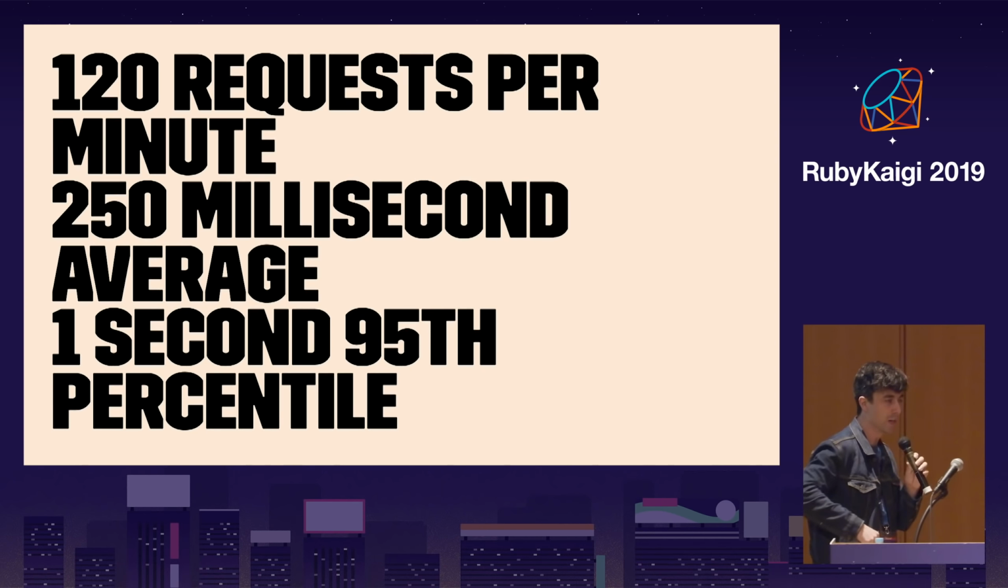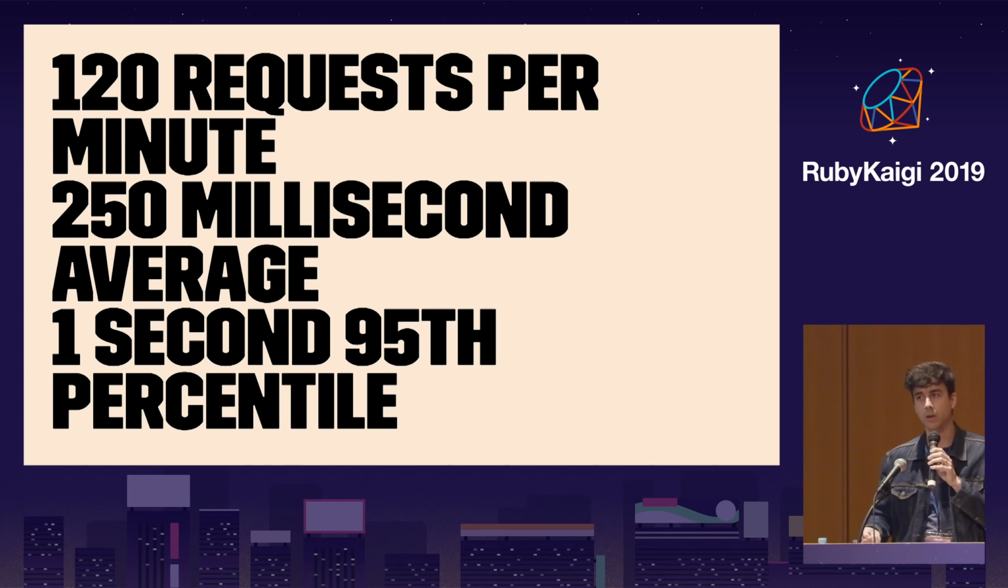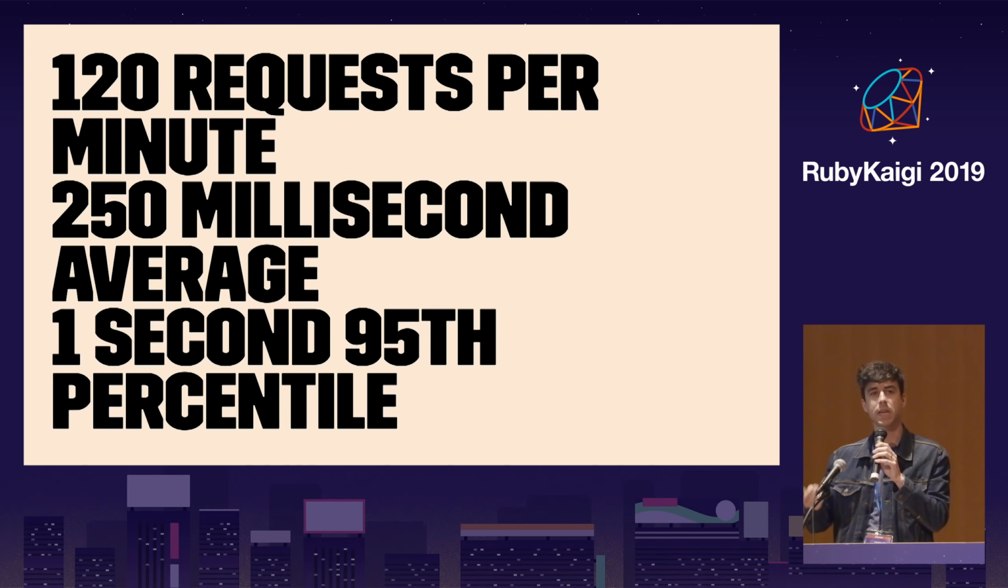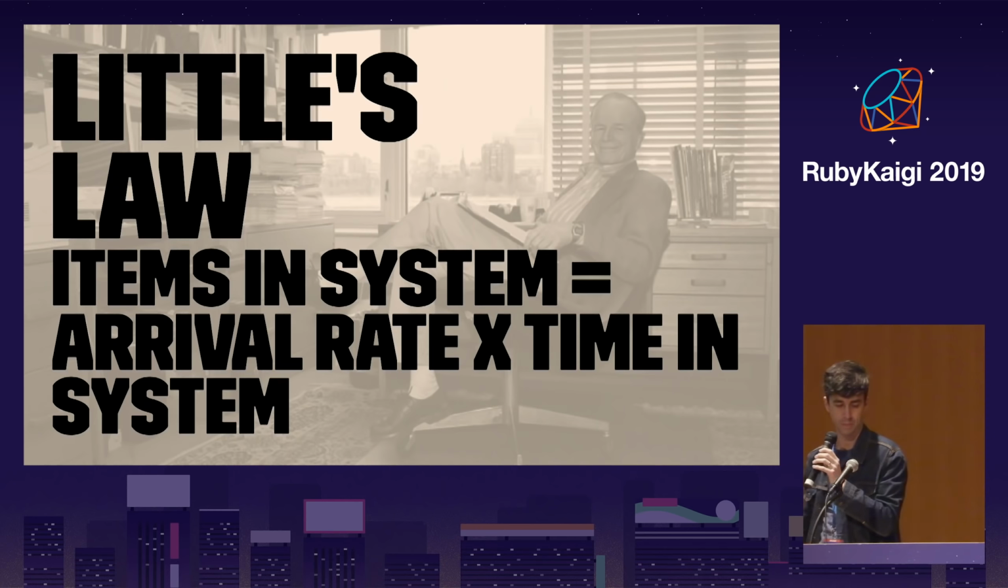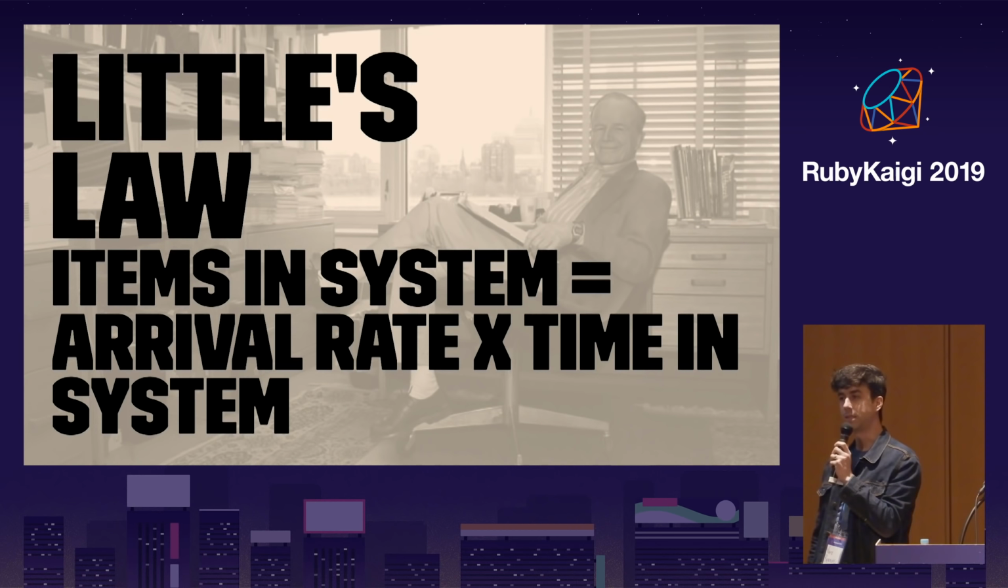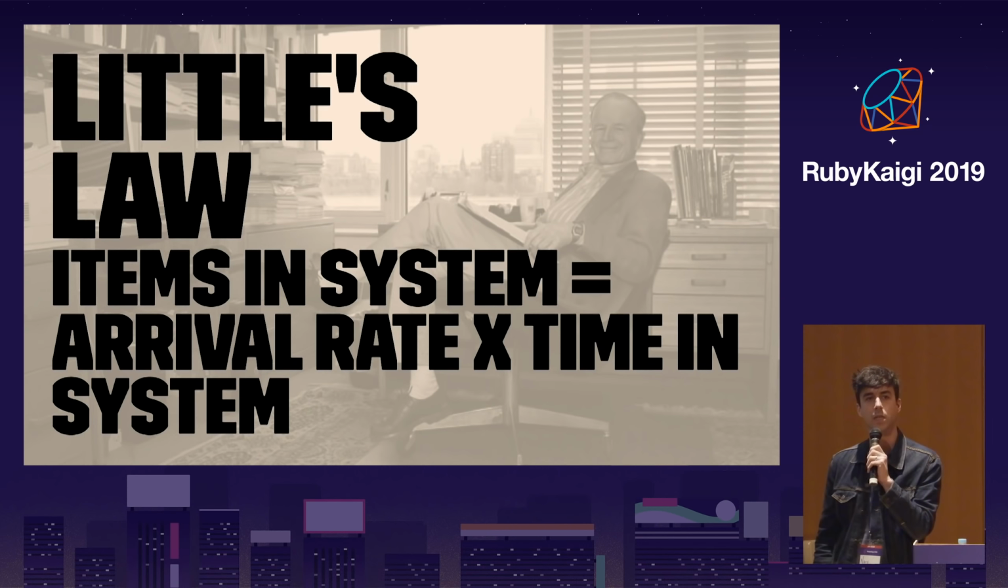If I told you those three numbers, at the end of this talk, you're going to know how many Ruby processes this application needs to adequately serve its load, okay? Just with those three numbers. Really, you only need two of them, but we're going to talk about that later. Anyway, this is the secret. This is what I teach.